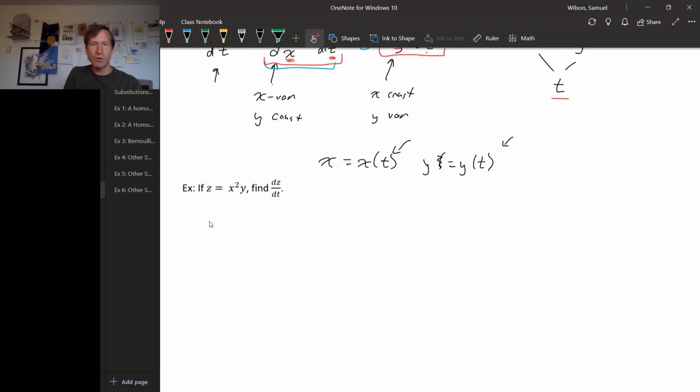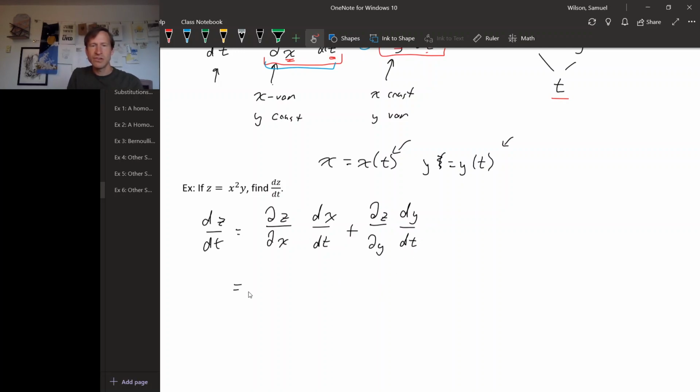Okay, so our formula says that dz/dt is the derivative of z, or f, same thing, with respect to x times the derivative of x with respect to t, plus the derivative of z with respect to y times the derivative of y with respect to t.